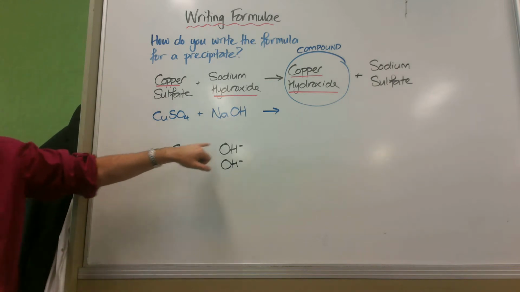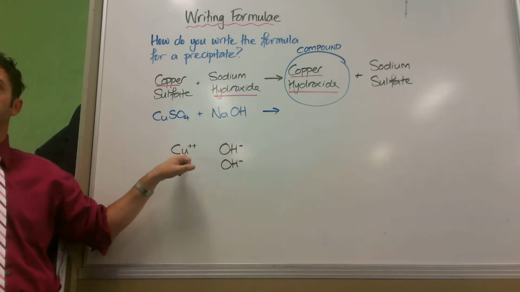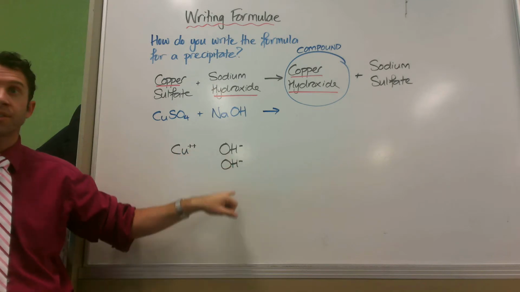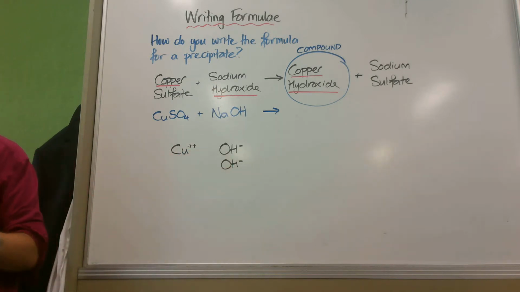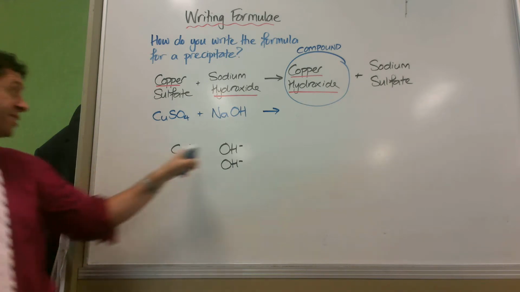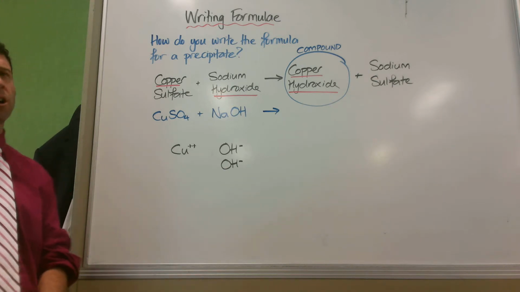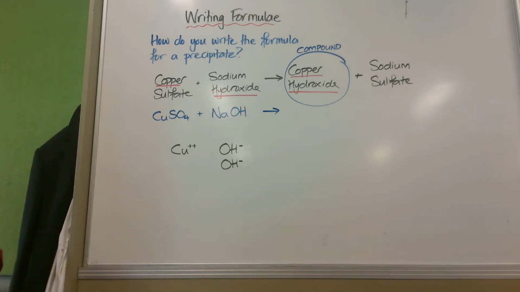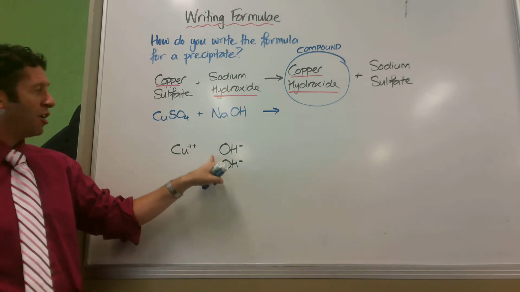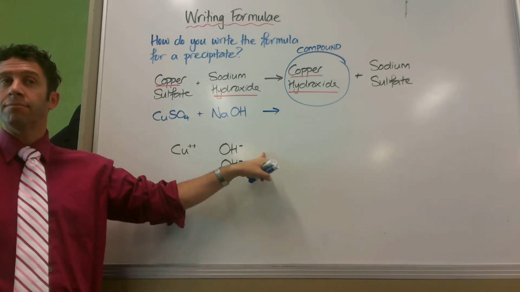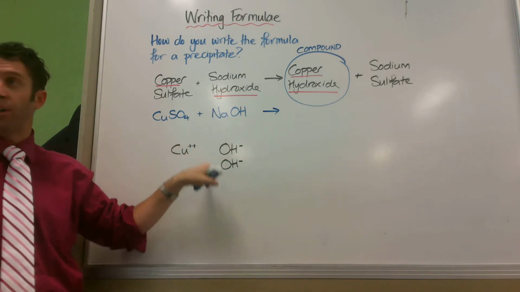Now I've got 2 pluses and 2 minuses. Anyone not see the 2 pluses and 2 minuses? This cancels out. So 2 pluses and 2 minuses means we have no charge overall. This is excellent. Now I've got to work out how to write it. And I wrote it up before accidentally. So what we have is copper, hydroxide, hydroxide.